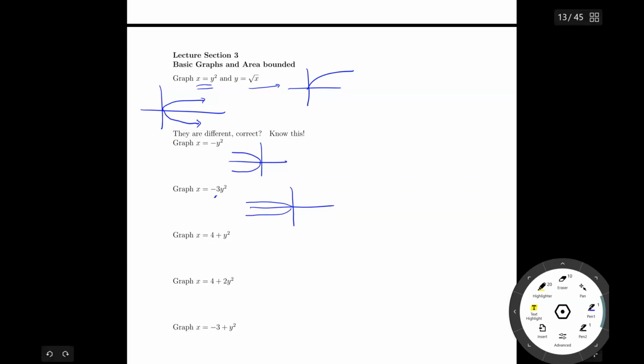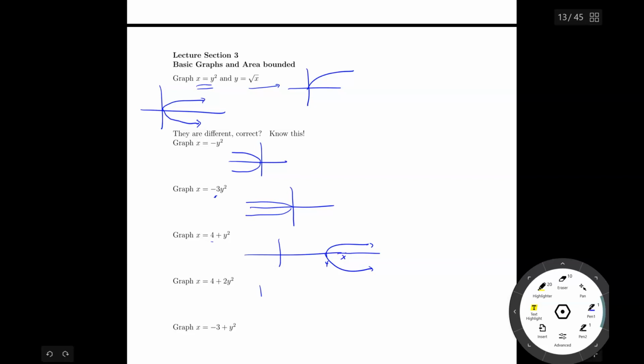This is not. 4 plus y squared, that's going to shift it up by 4. This is the positive x-axis, so it's going to move up by 4. And it's going to go out this way, right? Okay. Not necessary to put arrows. I just want you to get a basic picture of what the graph looks like.